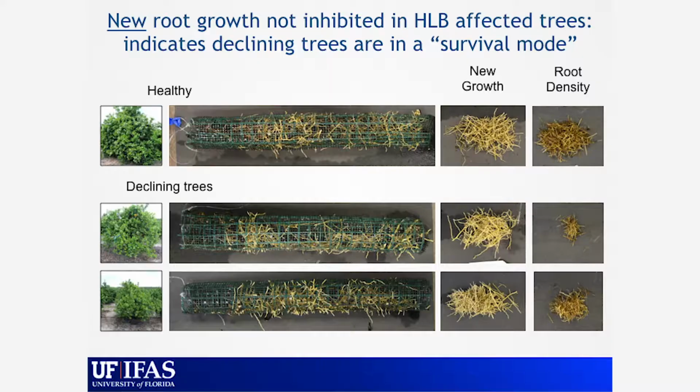That is, roots are fundamental to the tree's survival because they act in water and nutrient uptake to maintain viability and the next generation of producing flowers and fruit set. So trees in a survival mode means you've got a lot of root production occurring on HLB-infected trees. And so what are the implications of that?